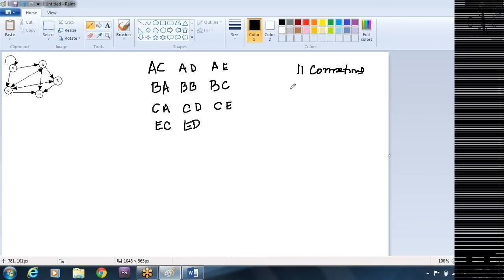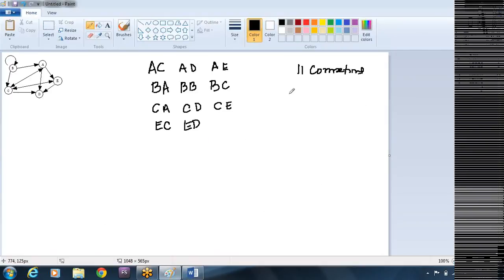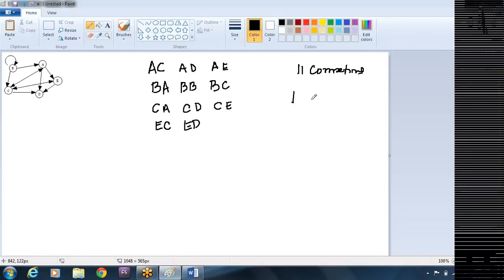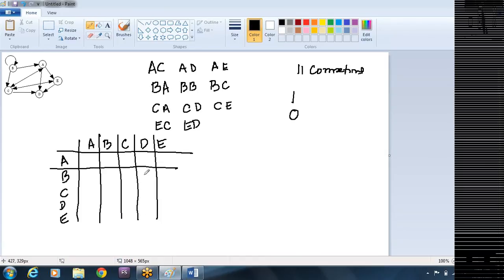But what exactly is the adjacency matrix that they're talking about? An adjacency matrix is nothing but putting a value 1 if two objects are connected, and 0 if two objects are not connected. So the matrix goes like this. Pardon my drawing skills. A, B, C, D, E. Then you put A, B, C, D, E. If you want, you can also draw columns like that, and you can complete the rows.